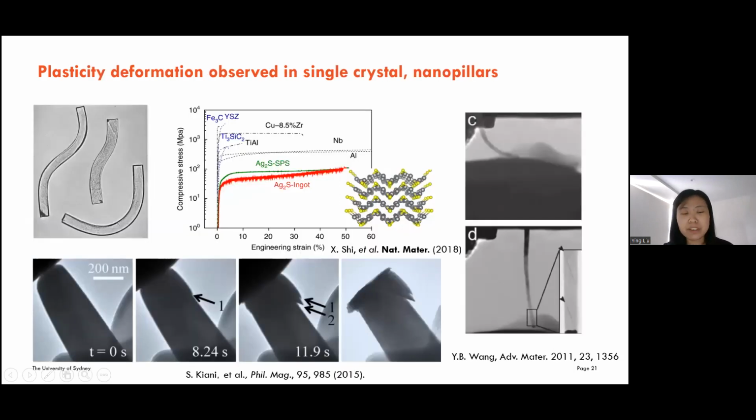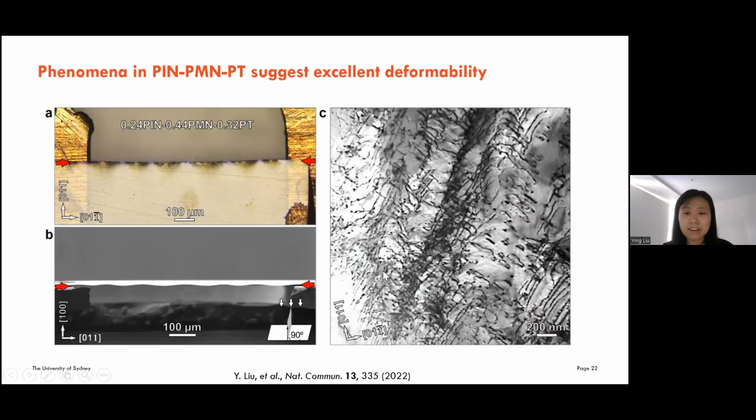There are some rare exceptions to this rule. Some crystals with a special structure show some plasticity, and some nanoscale materials also show some plasticity due to a lack of defects. Here in our sample, we have observed some hints that suggest that it may show very good plasticity.